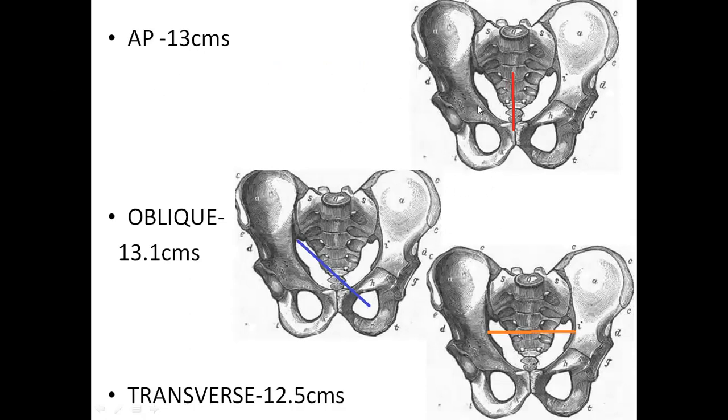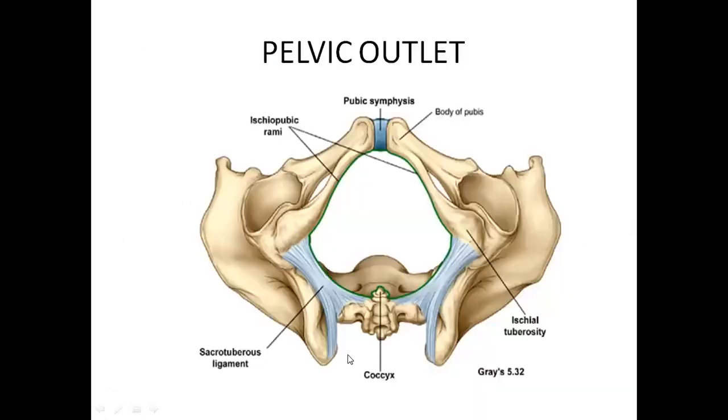The antero-posterior dimension in the pelvic cavity, which runs from the S3 segment to the upper border of the pubic symphysis, measures around 13 centimeters. We have the oblique, which measures around 13.1 centimeters, and the transverse is 12.5 centimeters. So the pelvis has been tilted. Hence, you see this outlet as the point through which the head of the baby comes out during labor.